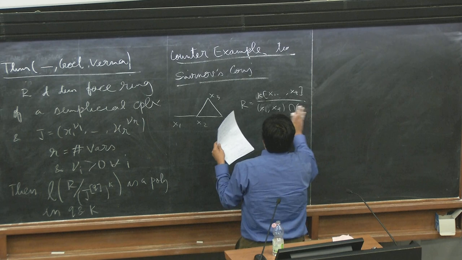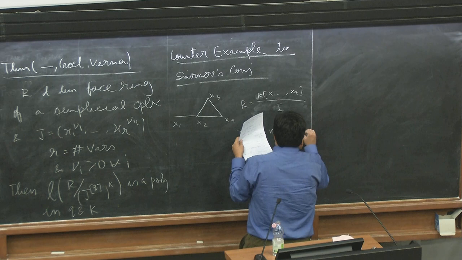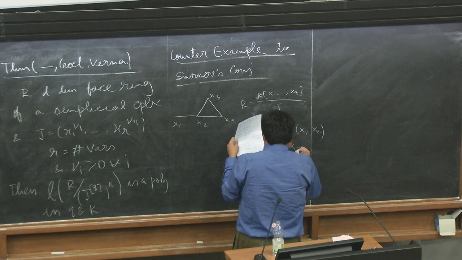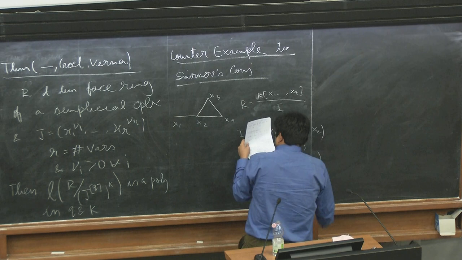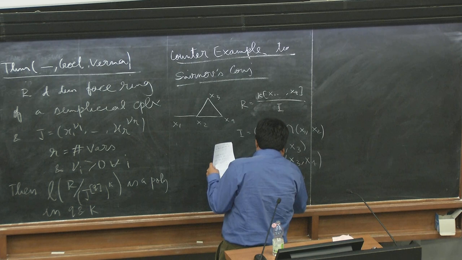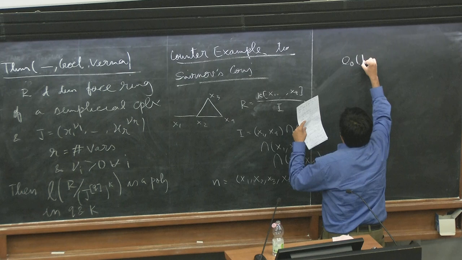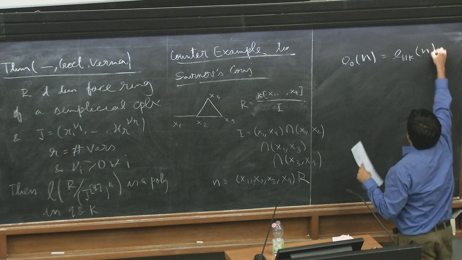Where I is (x_1, x_4) intersection (x_1, x_2) intersection (x_1, x_3) intersection (x_3, x_4), and take n to be the extension of the maximal ideal basically. Now, here one can show that both the first Hilbert-Samuel multiplicity and the Hilbert-Kunz multiplicity are 4.